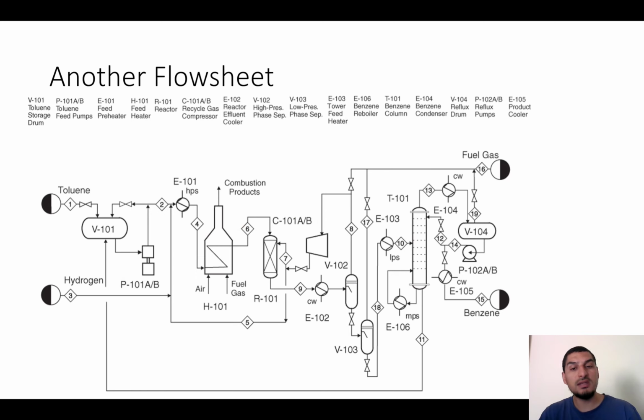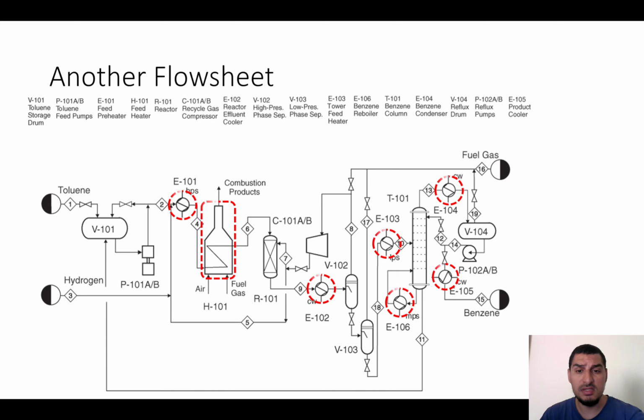If you look at a real, bigger flow sheet, you will see that these units are numerous. You'll see, for example, here that all these are units that have one stream in and one stream out. This is one stream in, one stream out. All of these are just units with one inlet and one outlet.